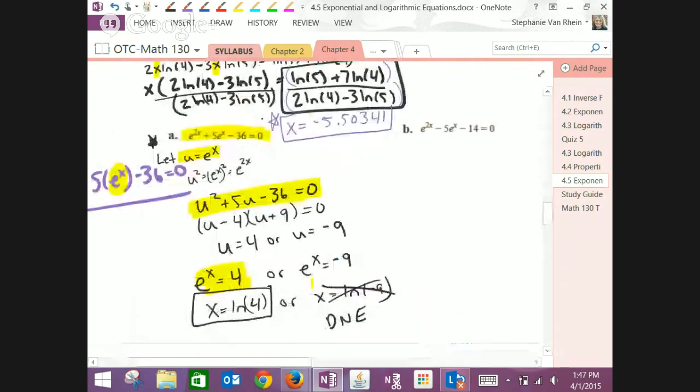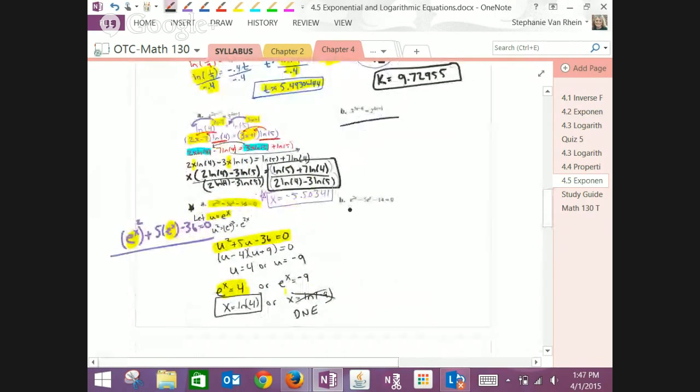I want you guys to work these two at home or on Friday, and I will see you guys in class on Monday. This is where we'll kind of start. It's the exact same process. We don't have class on Friday.